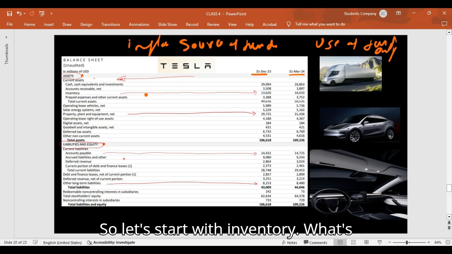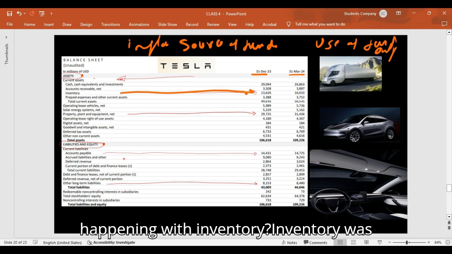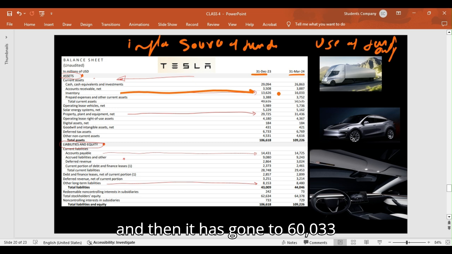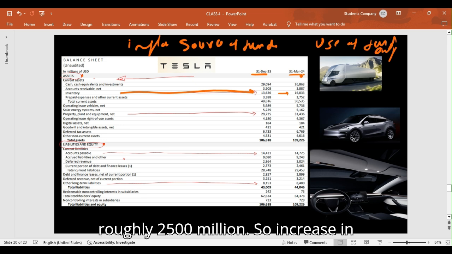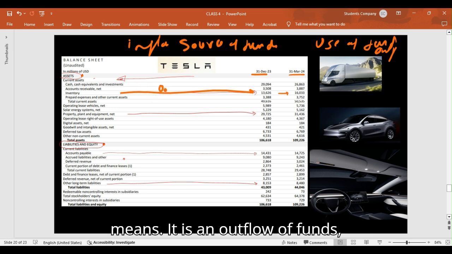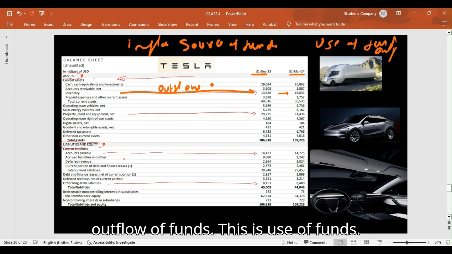So let's start with inventory. What's happening with inventory? Inventory was, in December 2023, 13,626 million, and then it has gone to 16,033 million in March 2024. So clearly, there has been an increase, roughly 2,500 million. So an increase in inventory, more inventory has been purchased. Inventory is an asset, so it has been purchased. So that means it is an outflow of funds. This is use of funds.